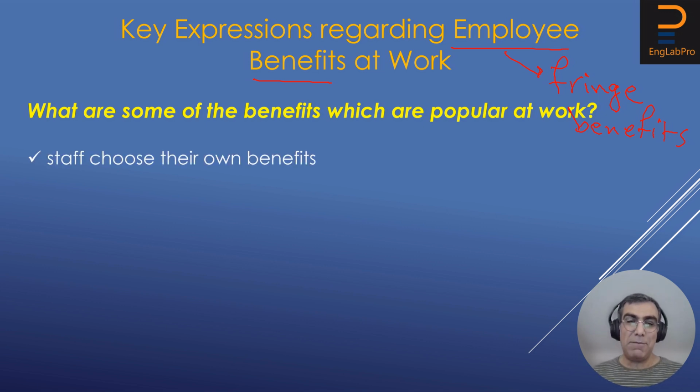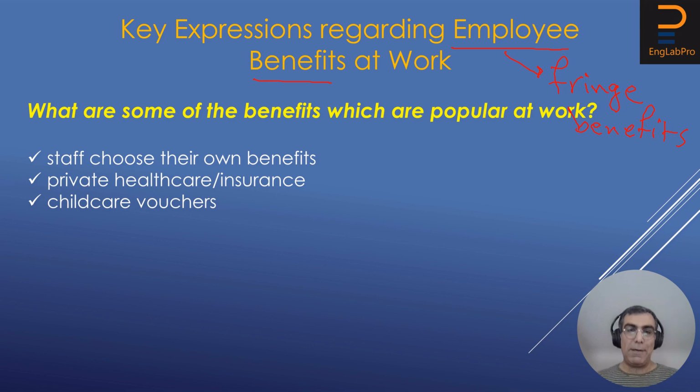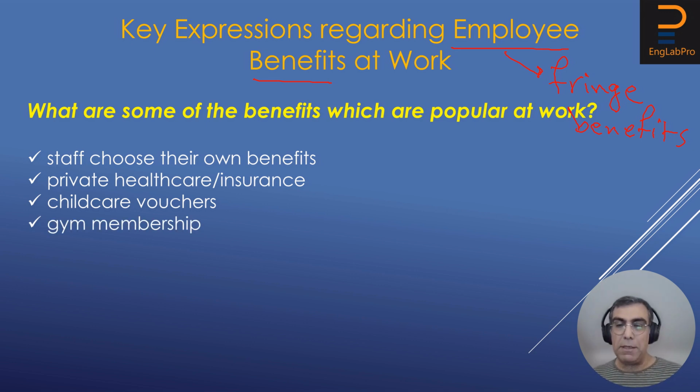The first one is staff choose their own benefits. It means they can choose what they want. Private healthcare or private insurance. Normally there is governmental insurance or healthcare. Some employers are interested in offering private healthcare insurance to their employees. Of course, it's a little bit more expensive for the company, but they give this benefit to their employees. Childcare vouchers, they help with the cost of paying for childcare. Gym membership means the employees can go to a gym, but the company pays for that.